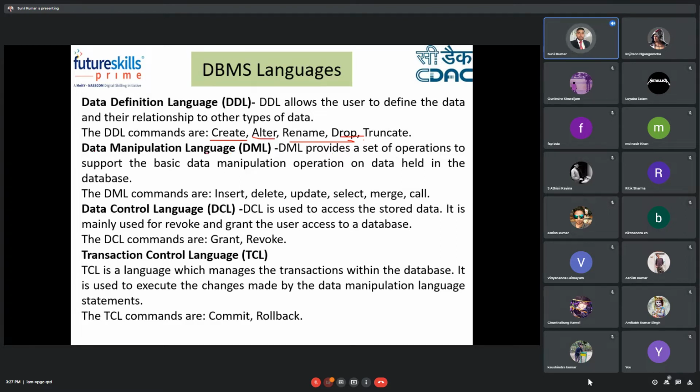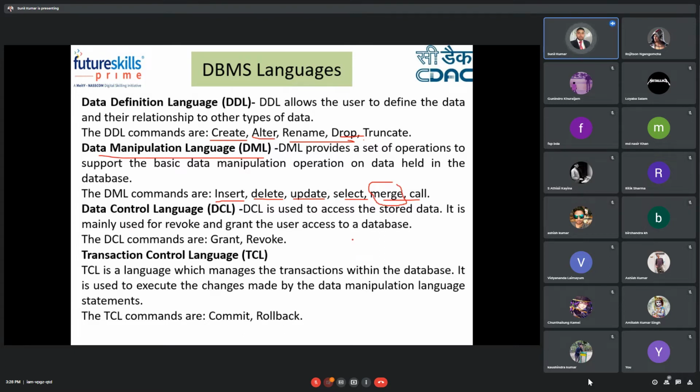Data manipulation language, DML. Basically DML is the manipulation language, and it has the responsibility to insert data, delete data, update data, search data, or integrate data that comes from various sources. Suppose we have 5 tables in different locations, then we can merge all tables into a single table, right?